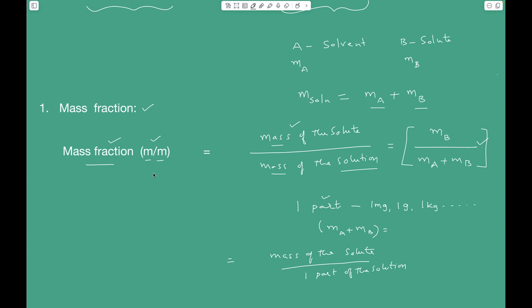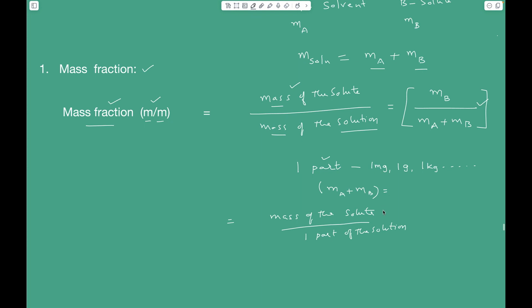So that means mass fraction, m/m, is nothing but the mass of the solute per one part of the solution. If it is 1 milligram, it is the mass of the solute in milligrams in 1 milligram of the solution. If one part is 1 gram, then it is the mass of the solute in grams in 1 gram of the solution, and so on. That is what mass fraction means. It is the mass of the solute per one part of the solution.